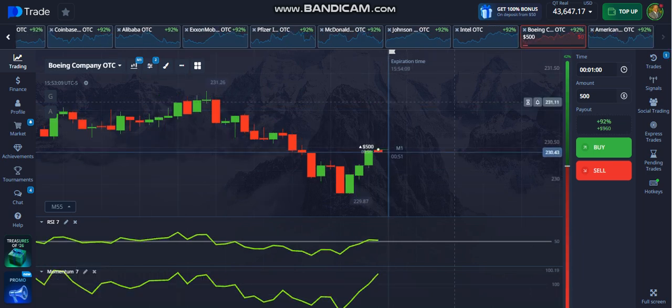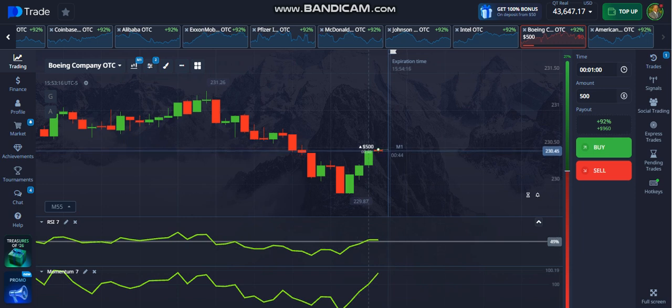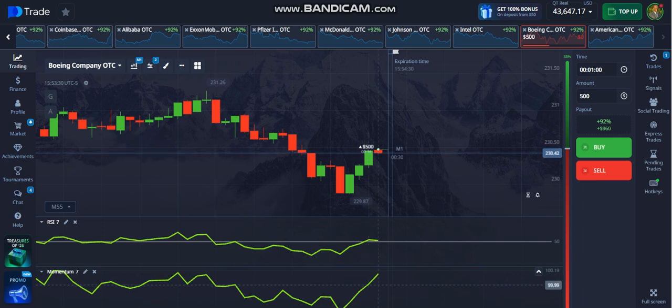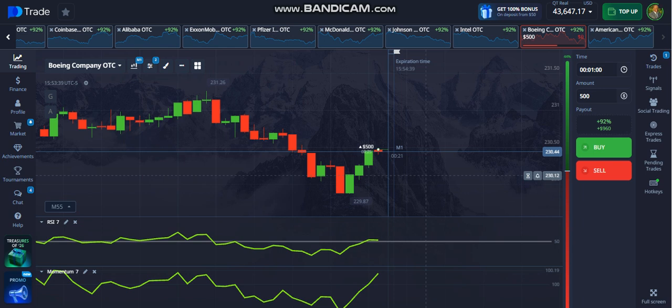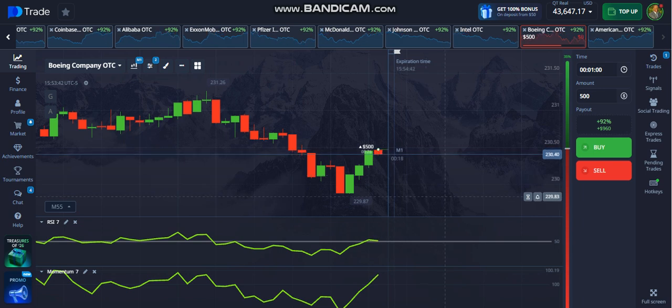Okay, so I'm on Boeing Company and I just took a buy trade here. And the reason why I took the buy trade is the RSI line crossed over the 50 line here and is sloping upward while the momentum indicator is showing a sharp positive slope here, crossed the 100 line already. So this suggests that there is going to be a continued bullish momentum to the upside. So let's monitor this trade and wait for the expiry.